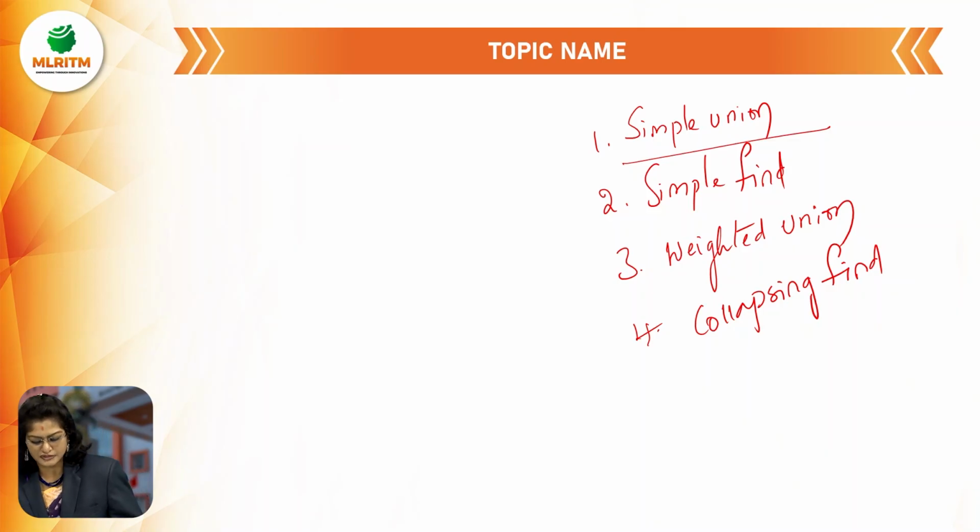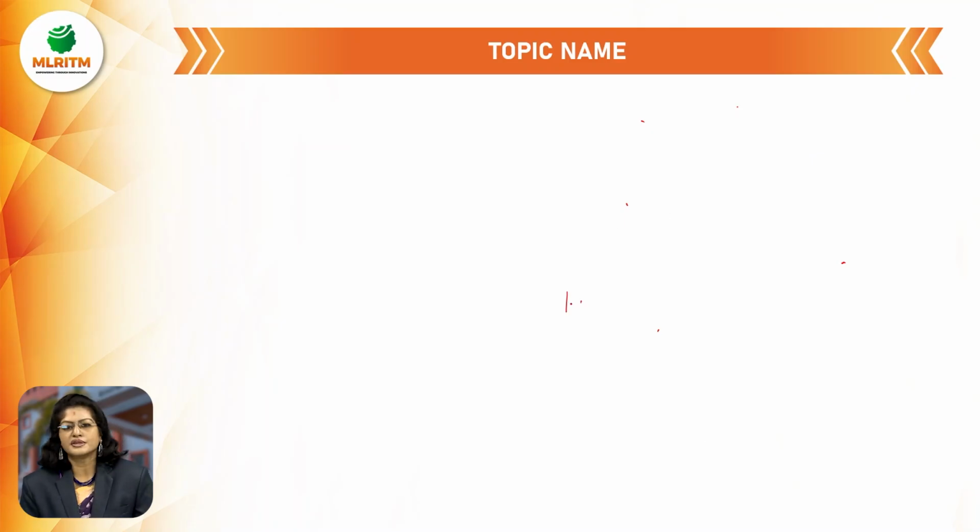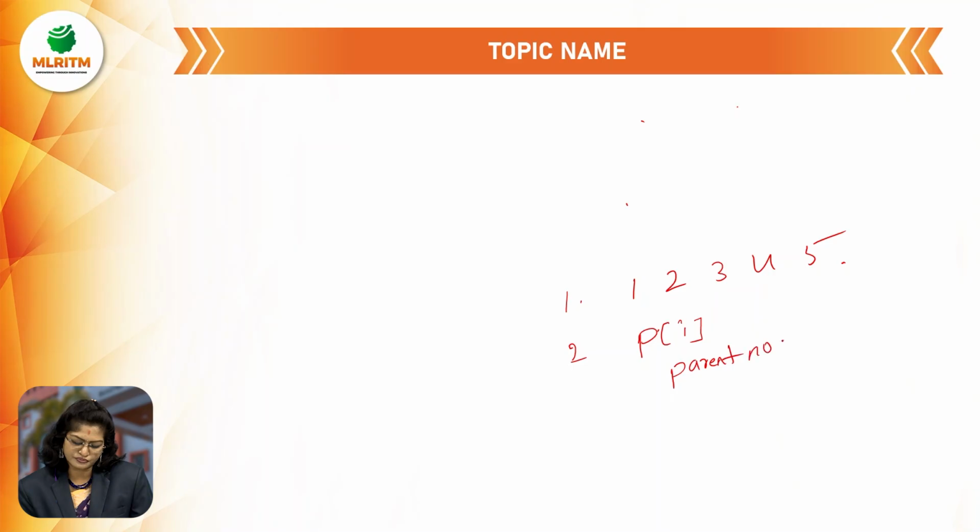What are the rules and regulations? First we are moving on to simple union. The first point for simple union is that you need to consider all the individual elements. After considering all the individual elements, you need to consider the next point, P of i. What is P of i? The parent node. You need to consider the parent node of i.